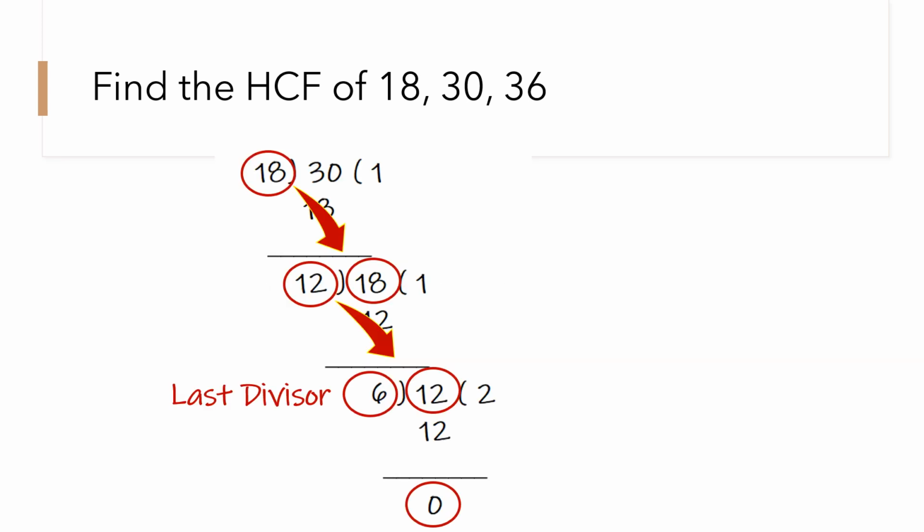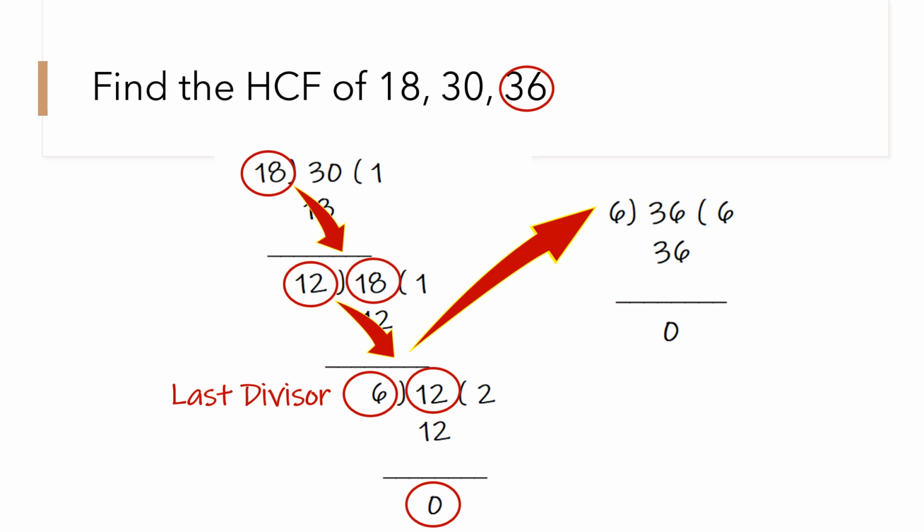So this is how we did the division. Now the number that is left is 36. We will divide 36 by the last divisor that we had got. And this time we get a 0 on the first division itself. If we did not get a 0 and got a remainder instead, we would keep on dividing the divisor till we got a remainder of 0. So we got 6 as the last divisor, and this is the HCF of 18, 30 and 36.